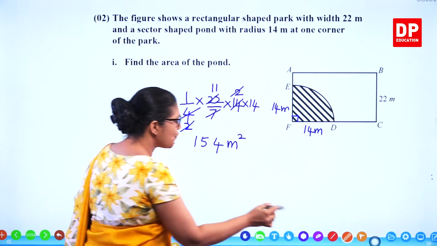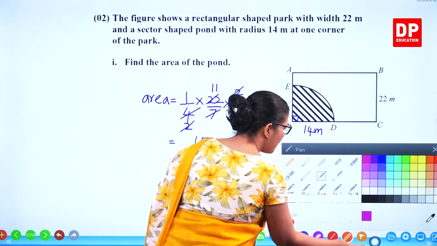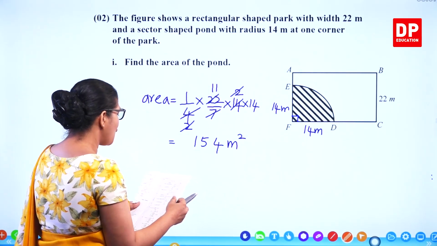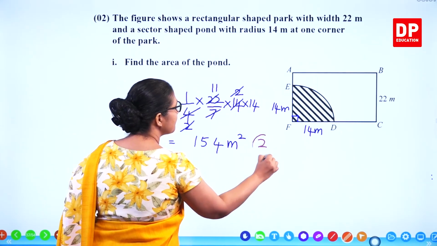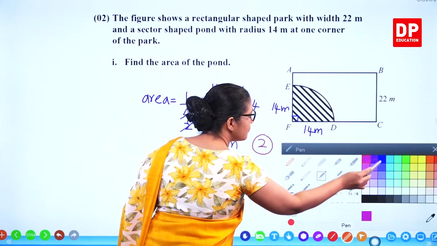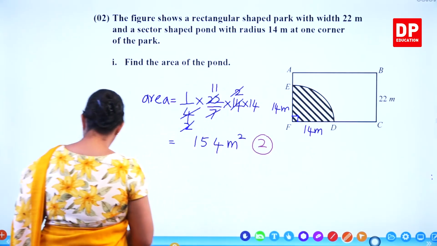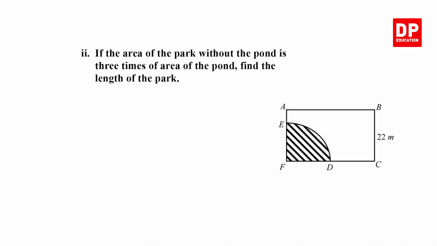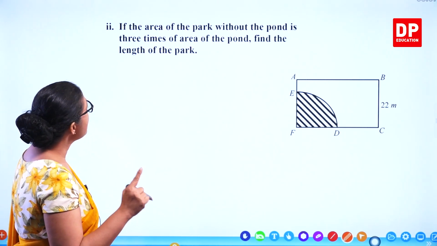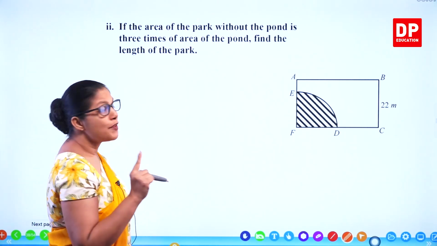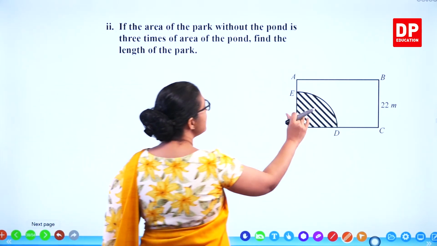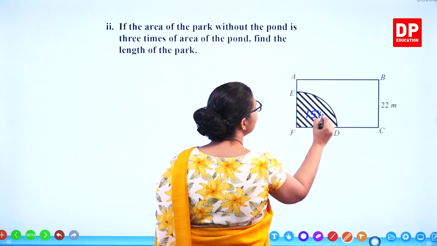So how many marks for this step? We'll look at the marking scheme. You get 2 marks for this. Question number 2, part 2. If the area of the park without the pond is 3 times the area of the pond, find the length of the park. So we found this is 154.